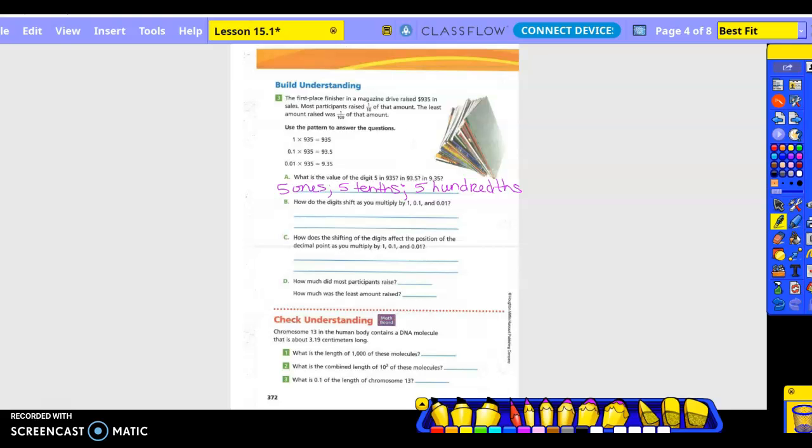How do the digits shift as you multiply by 1/10 and 1/100? Which way do the digits shift? No, the decimal shifts to the left. The digits shift to the right. Okay. Okay, and then the decimal point we said shifts to the one.